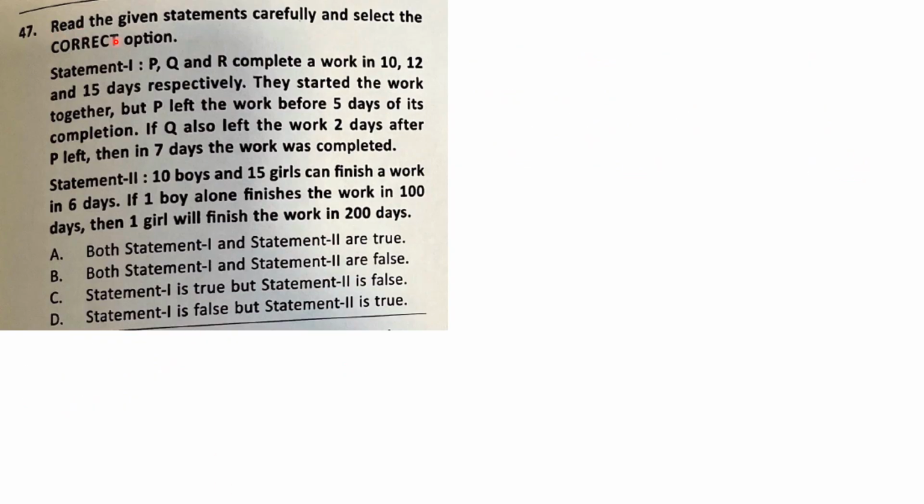Question number 47. Read the given statements carefully and select the correct option. Statement 1. P, Q and R complete a work in 10, 12 and 15 days respectively. They started the work together, but P left the work 5 days before its completion. If Q also left the work 2 days after P left, then in 7 days the work was completed. So this is the first statement.